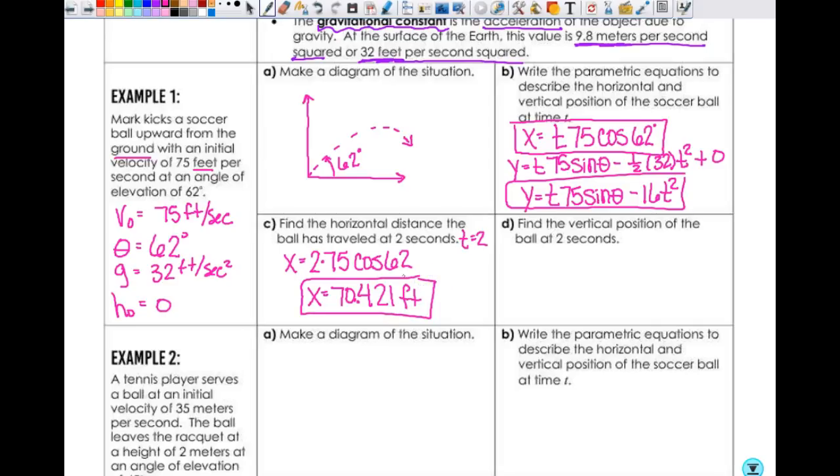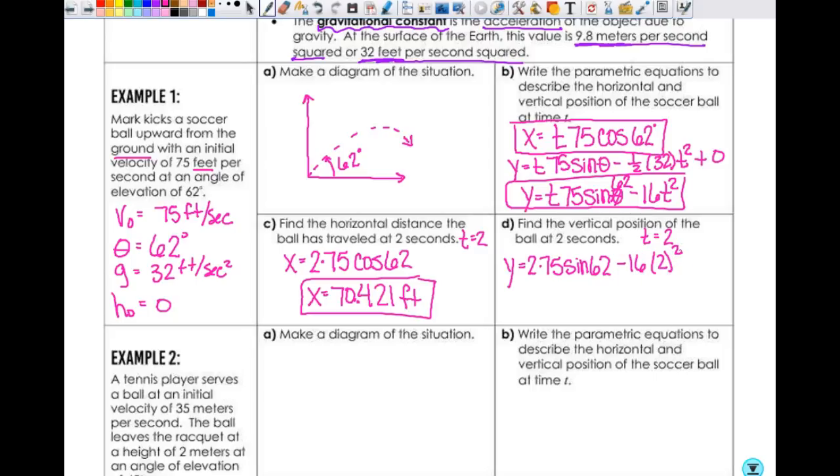Then it says find the vertical position of the ball at 2 seconds. So again, t equals 2. Vertical position is going to be y. So y is equal to 2 times 75 times the sine of 62. Oh, I just realized I should have made that 62 and not just theta. Times the sine of 62 minus 16 times 2 squared.